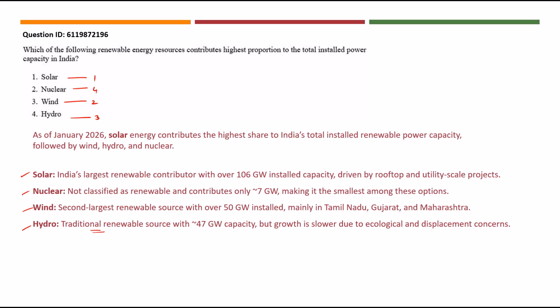This is not classified as renewable source actually. So let's remove this particular option from renewable energy sources. It contributes only approximately 7 gigawatts, making it the smallest among these options. Maybe when they ask about contributions, you can go for nuclear in the final place, but understand it is not renewable. So what will be the answer? Option number 1, solar will be the right answer. It will be contributing the highest proportion to the total installed power capacity in India.